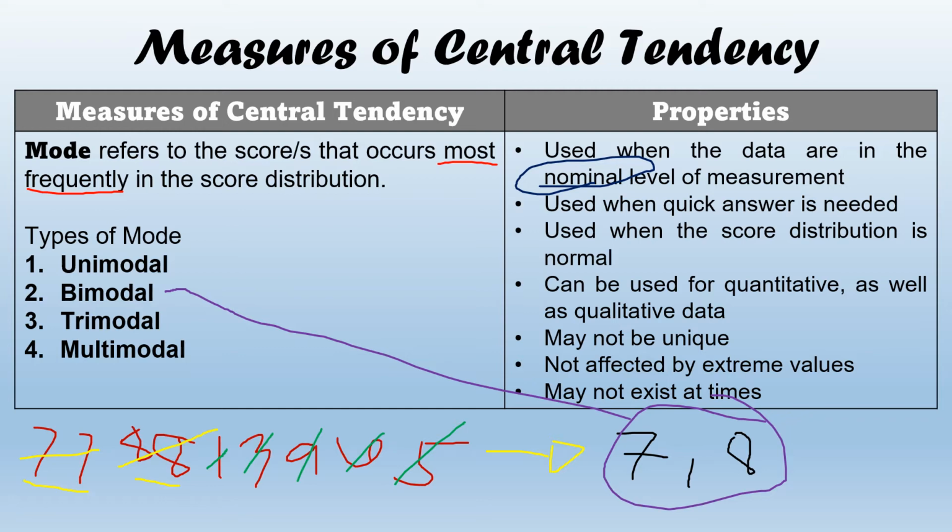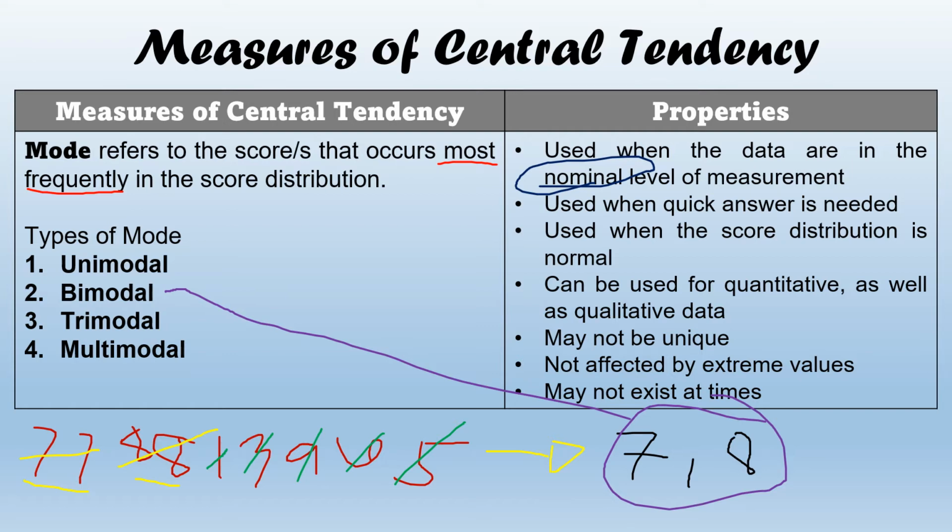And then can be used for quantitative as well as qualitative data, and then may not be unique. No? May not be unique daw yung data natin. Okay. Not affected by extreme values kasi nga ang hinahanap natin ay most frequently occurring, it actually occurs most frequently in the score distribution, and may not exist at times.